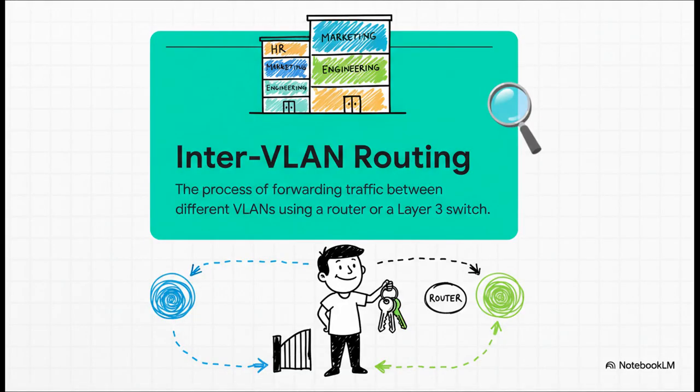We need a device that can sit in the middle of all our VLANs and make smart decisions about what traffic is allowed to cross from one to another. And that device is a router.